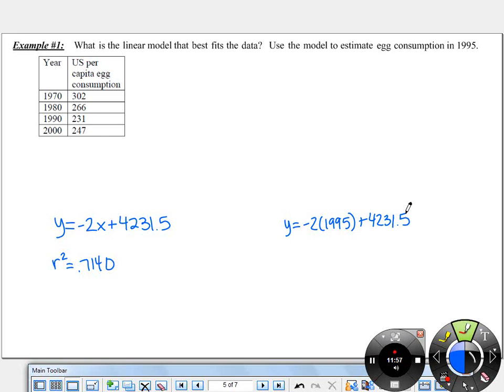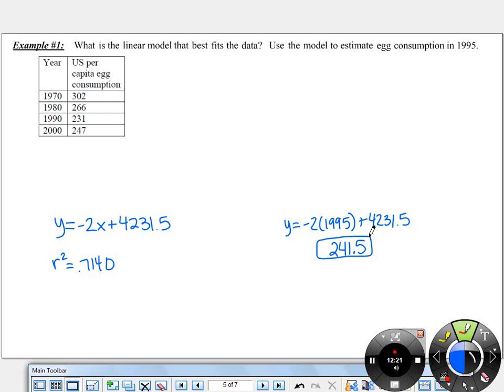So I'm going to take this and plug it in and calculate my predicted egg consumption in the year 1995. And we get 241.5 as my answer. Okay?